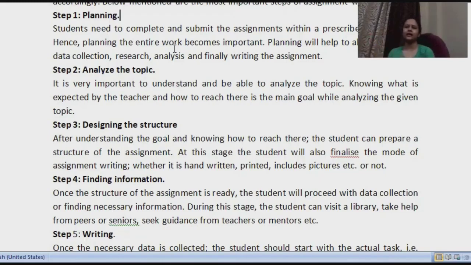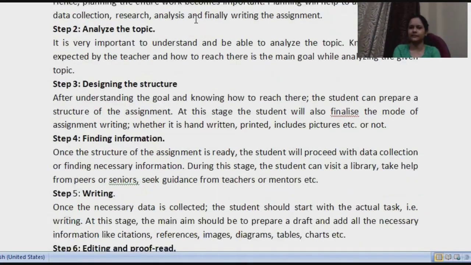You cannot complete it on Saturday and then on Sunday all the printout shops are closed. You need to plan it accordingly so that you have the printouts ready one day before and you can easily submit it. That is why we need planning, because we need to complete and submit it within the prescribed time frame. So we will plan the entire process and decide how much time we can give to each thing. Right? That is the first step.